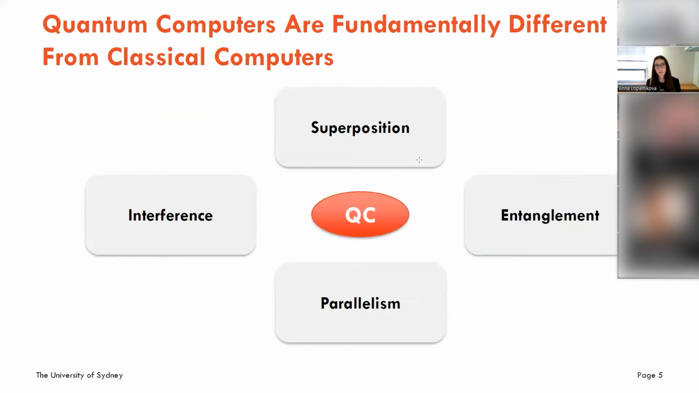So quantum computers are fundamentally different from classical computers. And what makes them different and powerful are the four properties they derive from quantum physics that they harness, which are superposition, entanglement, parallelism, and interference. And I'll talk about what each of these means in a few minutes.